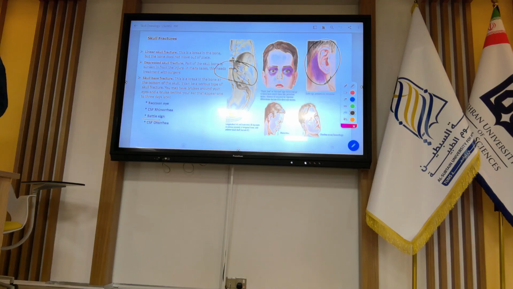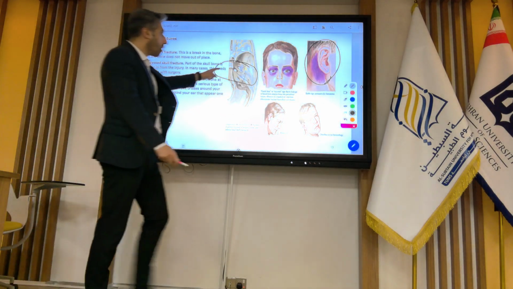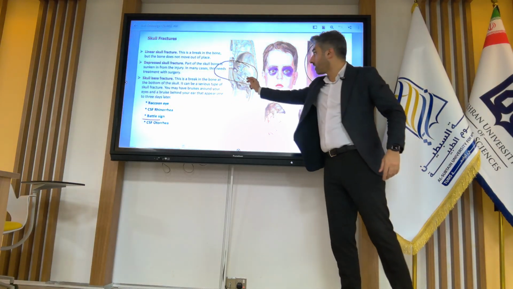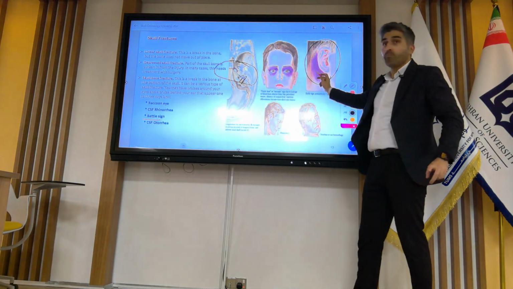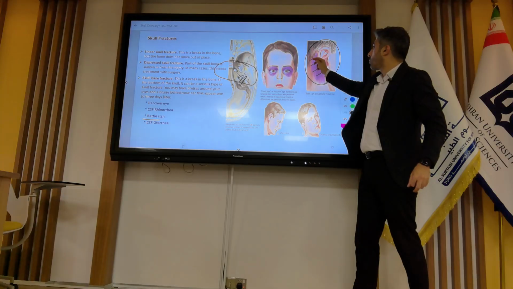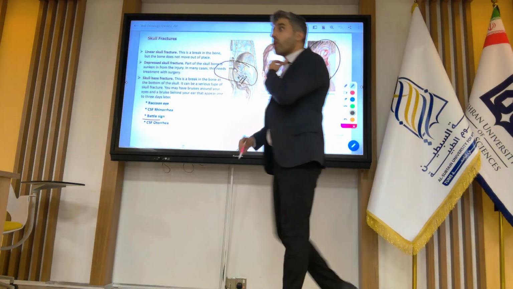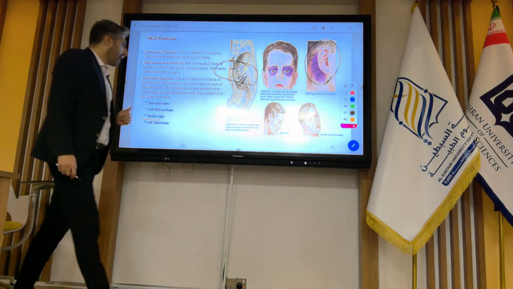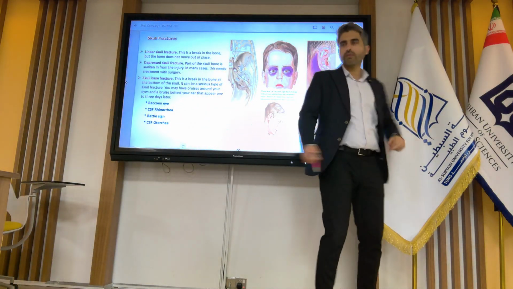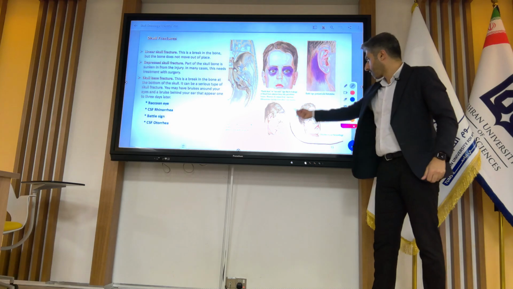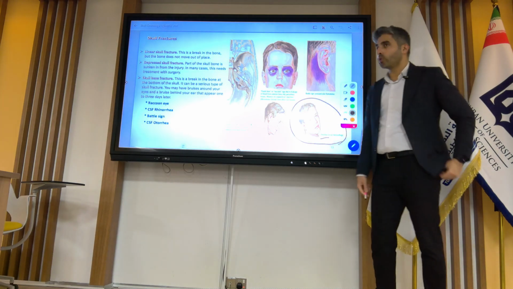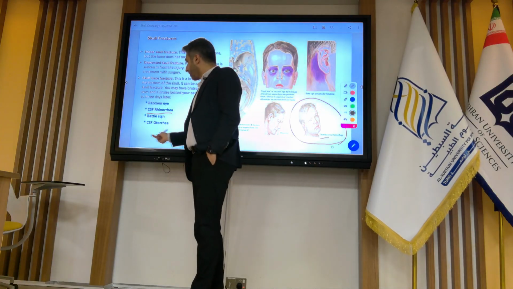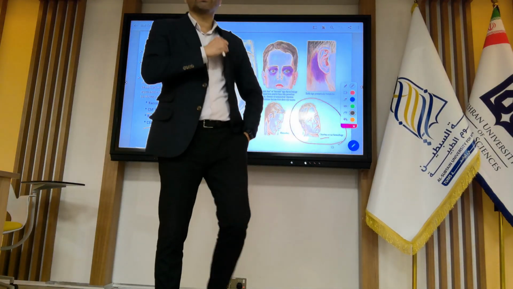Battle sign, it's here. So what happens? The problem is in the middle cranial fossa, or maybe the posterior cranial fossa, here. And the blood and hematoma go here, to the posterior side of the ear. This sign, we call it battle sign. And look at this one. CSF otorrhea. CSF rhinorrhea goes out from the nose. CSF otorrhea goes out from the ear.